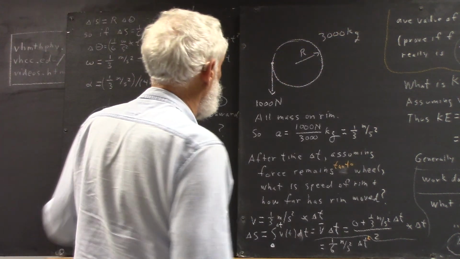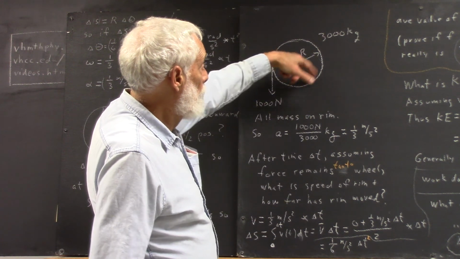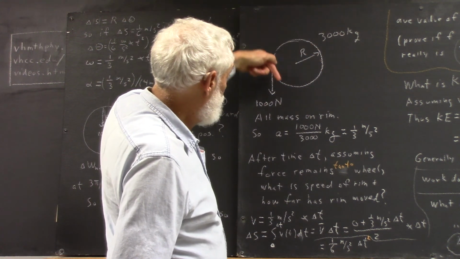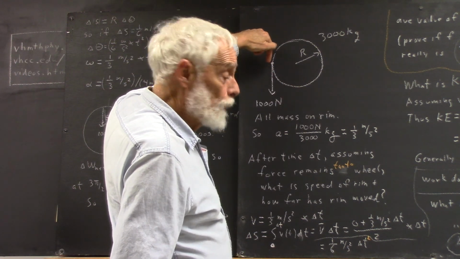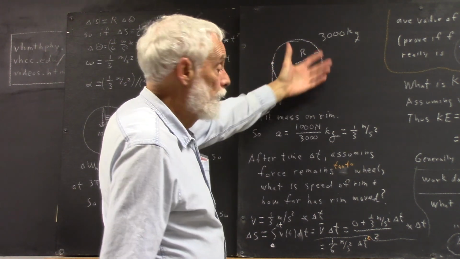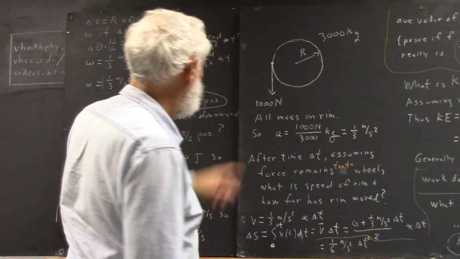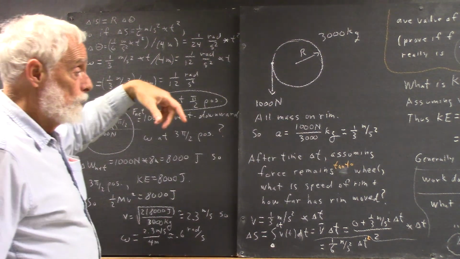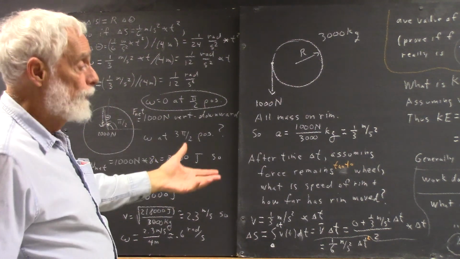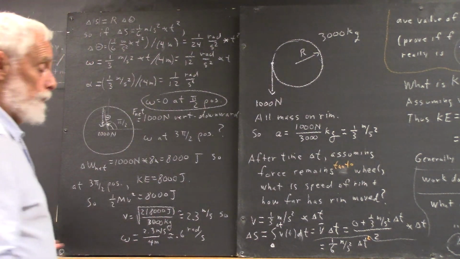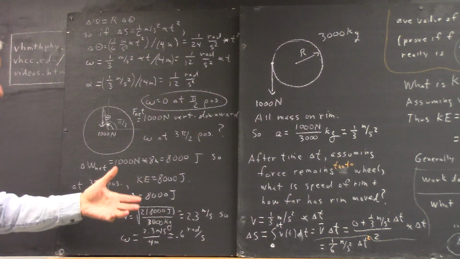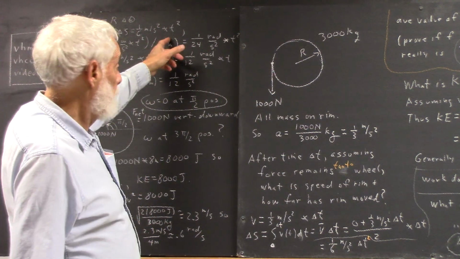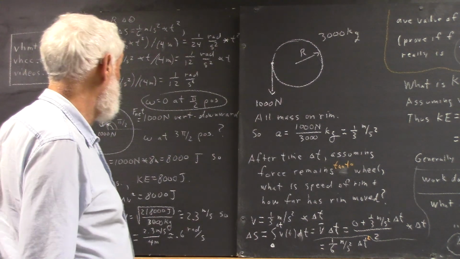So once again, we've got this wheel with all the mass concentrated at the rim. It's a hoop, and 1,000 Newton mass, 1,000 Newton force acting always tangent to the circle. Circle has radius r. We want to know what the angular acceleration is, the angular velocity, and the change in angular position up to time t if this thing starts from rest.